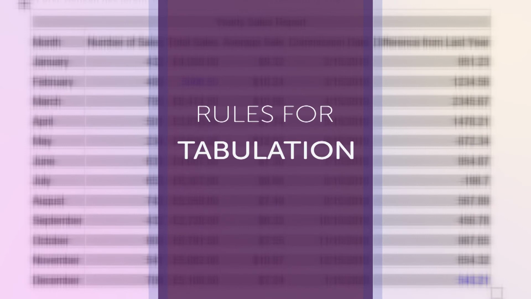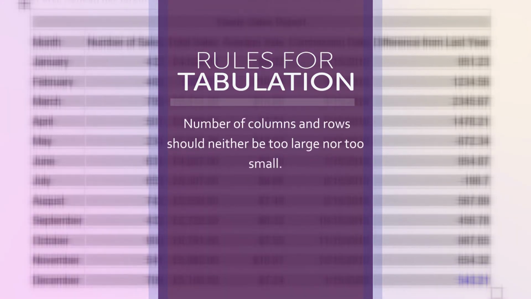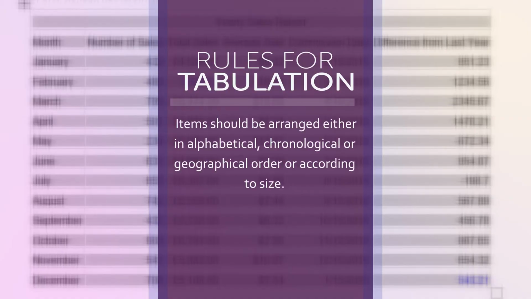There are rules for tabulation. The table should suit the size of the paper, and therefore the width of the column should be decided beforehand. The number of columns and rows should be neither too large nor too small. As far as possible, figures should be approximated before tabulation. This would reduce unnecessary details. So when you talk about rules for tabulation, there are certain things which need to be taken care of, and items should be arranged either in alphabetical, chronological or geographical order, or according to size.